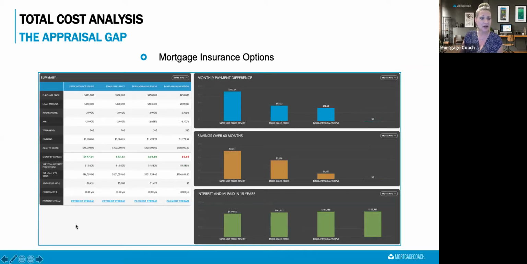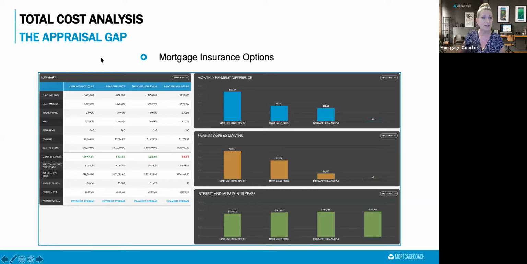The appraisal gap snapshot. So this is a total cost analysis showing the appraisal gap and taking a home that is listed for 475. Maybe the borrower bids above that to 500. I know this is a little small, but we'll get to it in a live situation here in a moment. And then the appraisal comes in low. So you can either take care of that appraisal gap with single premium mortgage insurance or borrower paid monthly insurance. The cash to close remains the same. The monthly payment is slightly different, but not by much. So you really can show the borrower different strategies to make that transaction happen, even when the appraisal comes in lower than stated. Okay.